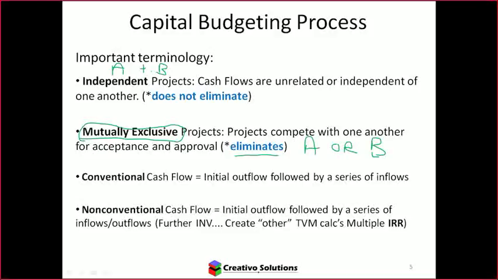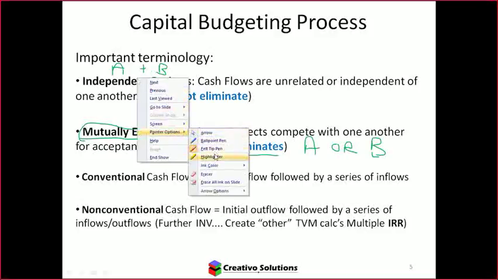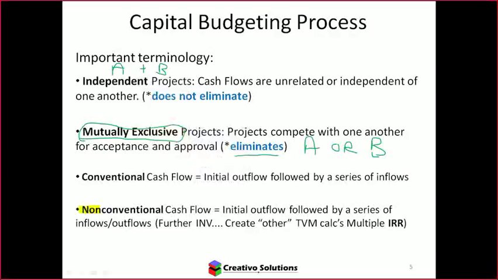That's pretty easy to remember because conventional means an initial outflow and always a series of inflows. When it's non-conventional, meaning not according to the norm, I have a series of inflows and outflows. So all you need to really consider is the outflows. If you've got a timeline with an initial investment, that initial investment is obviously negative, right?